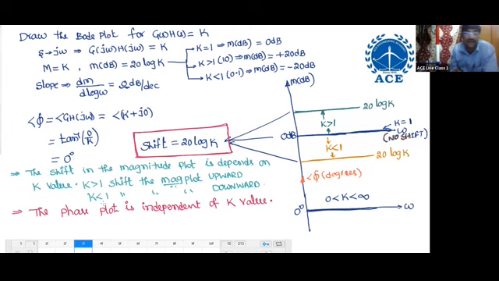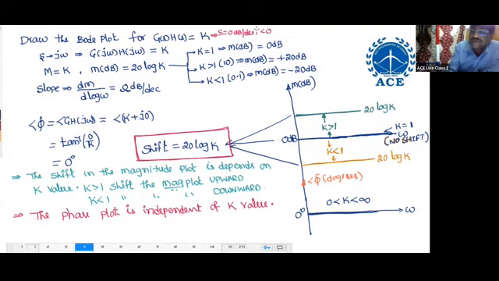Finally, what is the conclusion? K gives the slope equal to 0 dB per decade and phase angle also 0 degrees, but it gives the factor of shift. Shift equal to what? 20 log K. That's all. Shift equal to 20 log K.